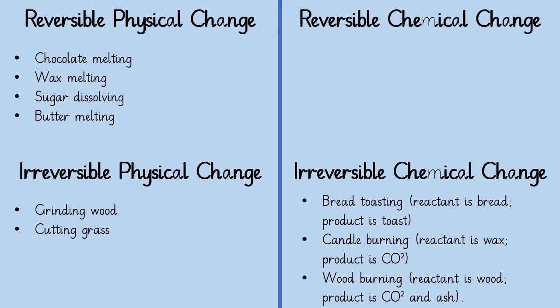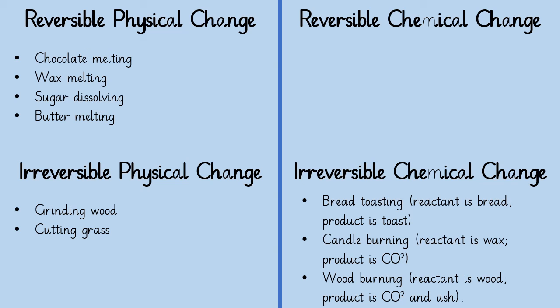Okay, so here is my example. These are the reversible physical changes: chocolate melting, wax melting, sugar dissolving, and butter melting. You can notice there's a bit of a pattern there in terms of melting and dissolving. We know that those are physical changes from our experiments last week.